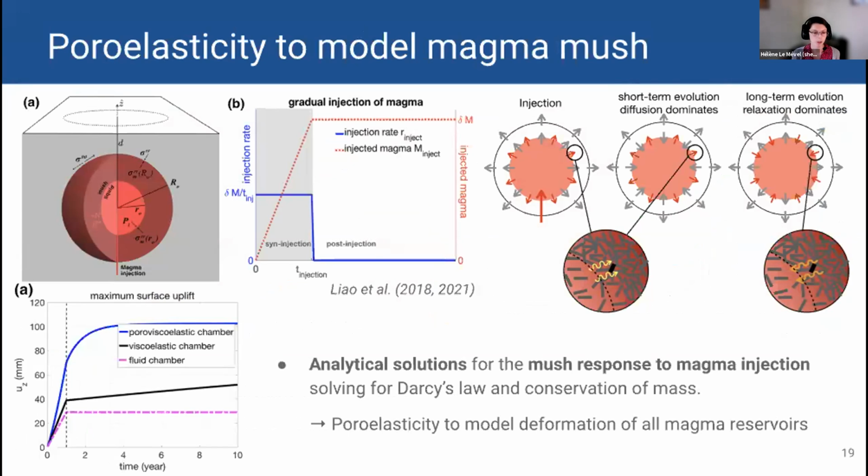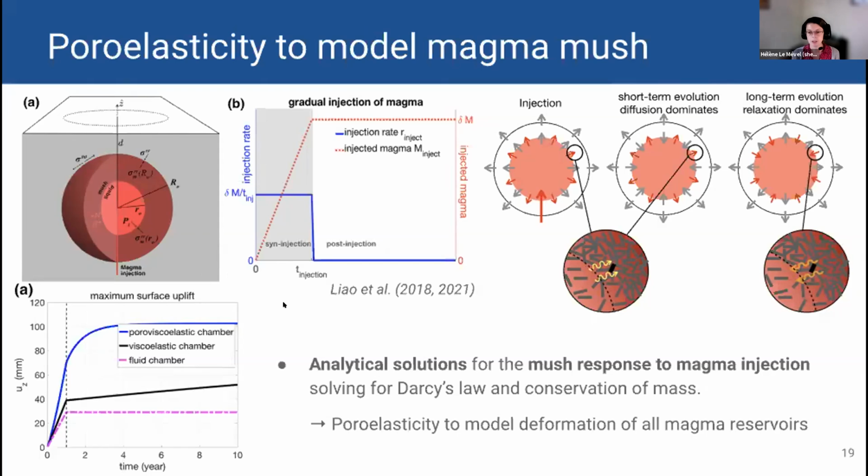So the magma injection model, as I said, assumes a fluid-filled reservoir and a fluid-filled pipe. Instead of considering the magma chamber as an isolated body of melt that is surrounded by crust, an alternative is to describe it as a porous domain, and the pores would be filled by melt. We can then use the theory of poroelasticity to describe the deformation of this reservoir. So now the reservoir is just a mush region in the crust, characterized by porosity, melt fraction, and permeability.